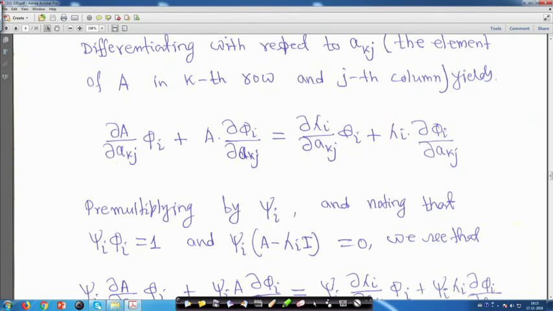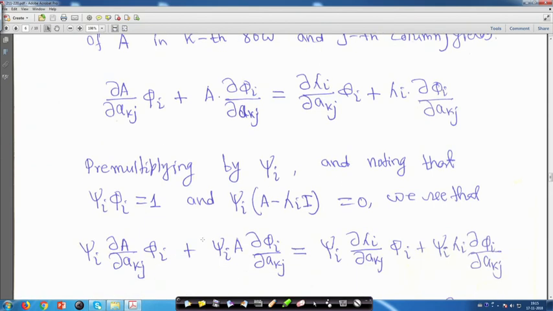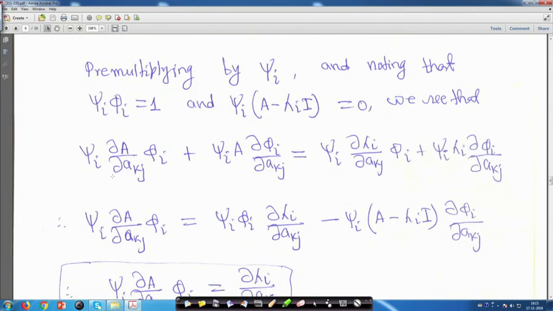Now, pre-multiplying by psi_i and noting that psi phi is equal to the identity matrix, psi_i phi_i is 1 and psi_i (A minus lambda_i I) is equal to 0. This we have seen before. So, multiplying both sides by psi_i, it will be psi_i delta A upon delta a_kj phi_i plus psi_i A delta phi_i upon delta a_kj is equal to psi_i delta lambda_i by delta a_kj phi_i plus psi_i lambda_i delta phi_i upon delta a_kj.